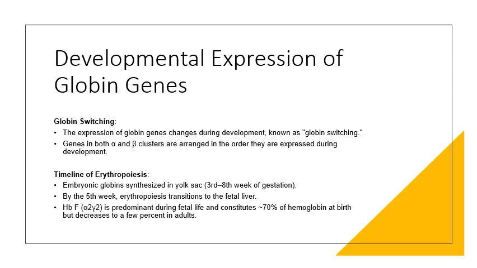By the 5th week of gestation, erythropoiesis transitions to the fetal liver, marking a shift in globin expression. HbF, which is composed of different gene combinations, predominates during fetal life. At birth, it constitutes approximately 70% of total hemoglobin, but this slowly decreases to only a few percent in adults as it's replaced by adult hemoglobin, which is HbA.